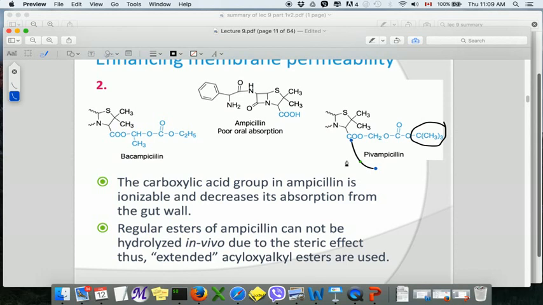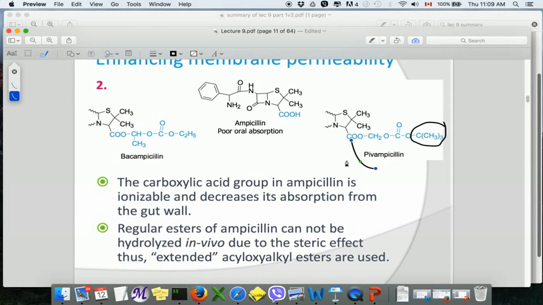So we have a certain drug, ampicillin, and we need to have the COOH in ampicillin to be active. So we are masking this so that it can be absorbed. We put a hydrophobic chain here. We're just trying to make the ampicillin more lipophilic so that it gets absorbed.